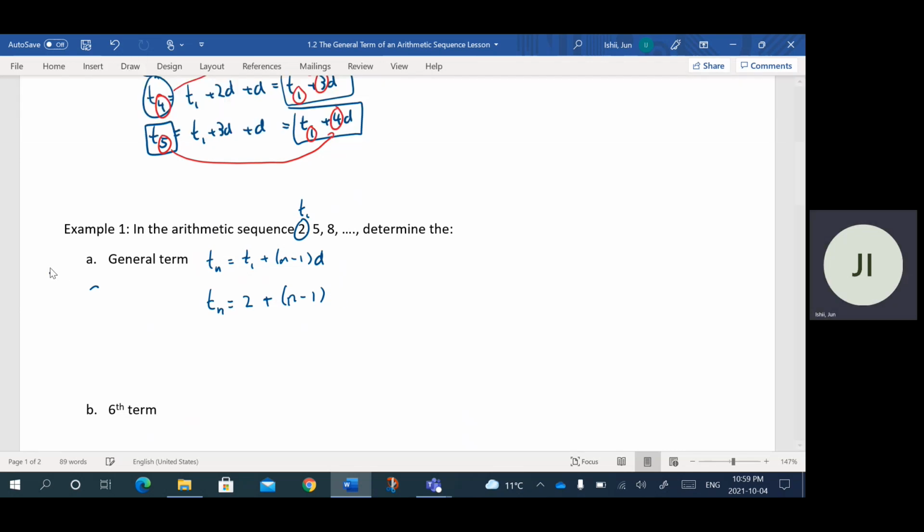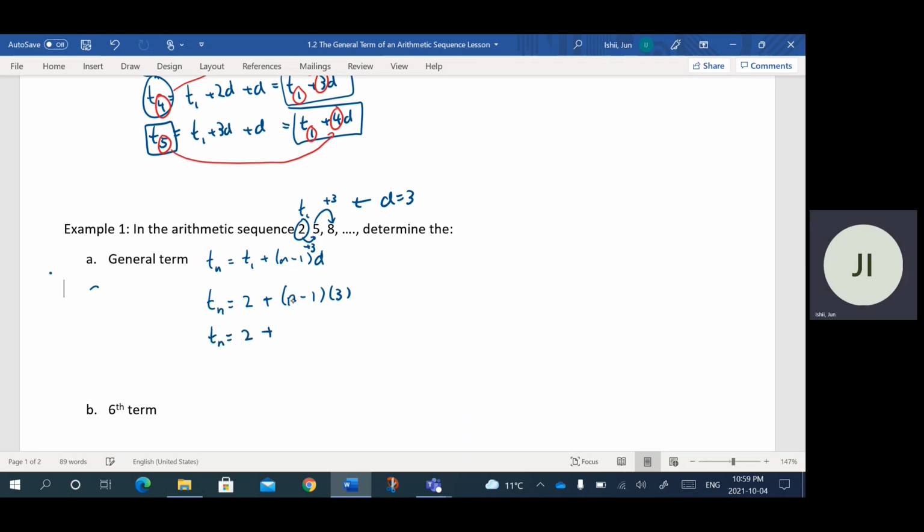Because in this example, we can actually figure out what the common difference is. To get from one term to the next, you'll notice that you're adding 3. So the common difference here is positive 3. For this d here, I'm just going to sub in 3.